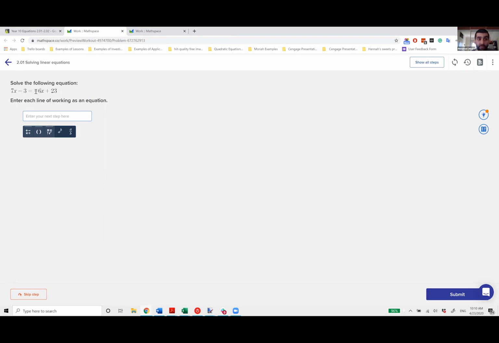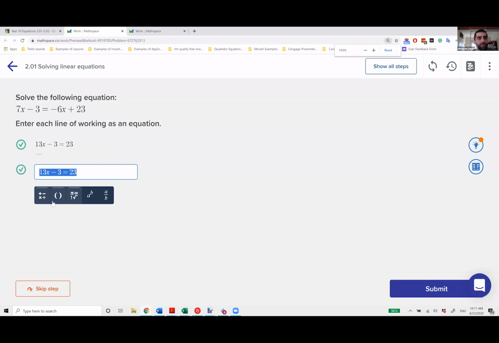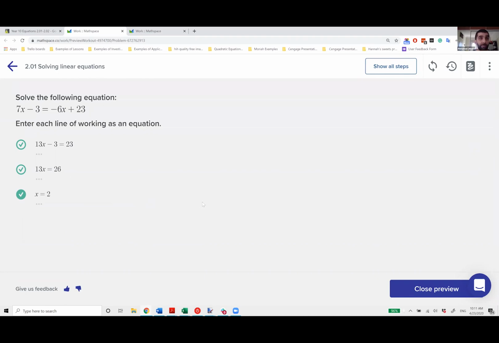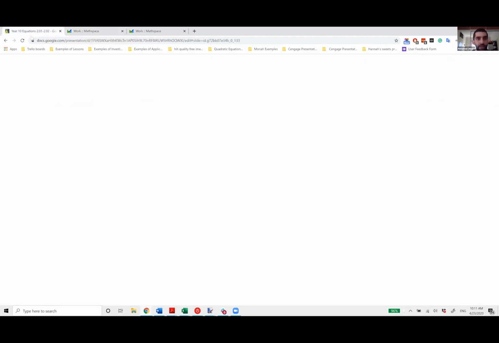So to move it to the other side, we need to add 6x, get rid of it here and add 6x there. So that's going to give us 13x minus 3 is equal to 23. I'll just make this a bit bigger for everyone. And then now to get the x's by itself, we need to get rid of the minus 3. So let's add 3 to both sides. If I add 3 here, that'll disappear. If I add 3 there, I'm going to get 13x equals 26. And then that gives me x equals 2. All right, cool. Looks like just about everybody got that one right. So, all right, we're starting to get on a roll.